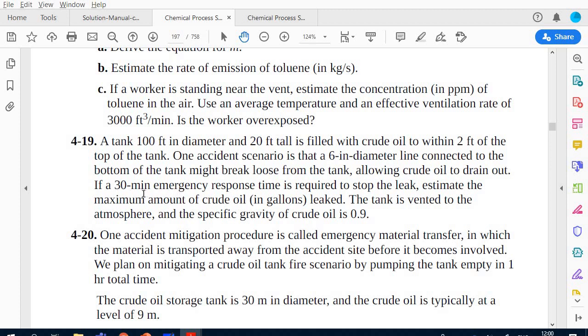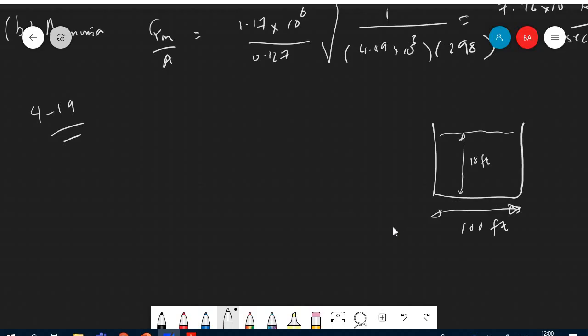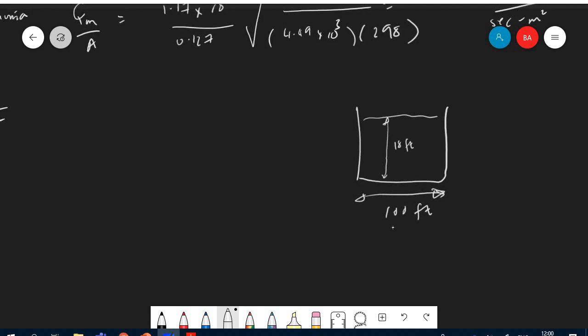Just kidding. Okay, one accident scenario is that a 6-inch diameter line connected to the bottom of the tank might break loose from the tank. Okay, 6-inch diameter. Allow crude oil to drain out. If a 13-minute emergency response time is required to stop the leak, estimate the maximum amount of crude oil. If this was my time to stop that leak, how much crude oil am I going to lose? The tank is vented to the atmosphere and the specific gravity of crude oil is 0.9. Okay, great. So that is the question that we have.